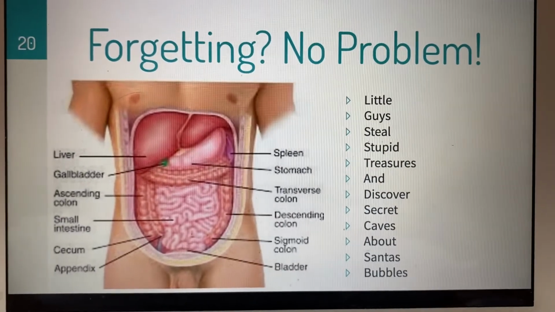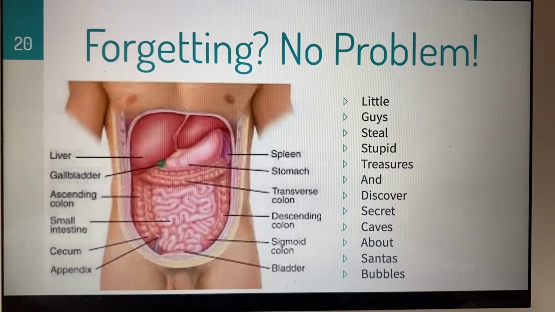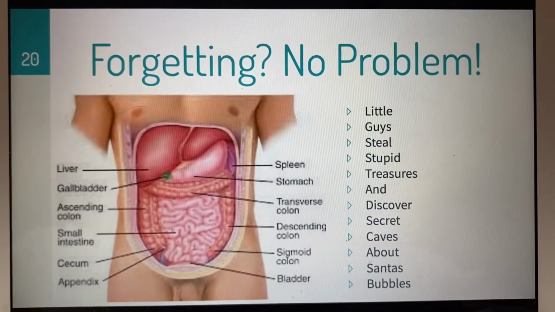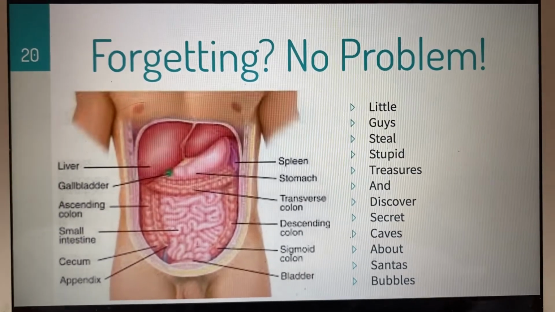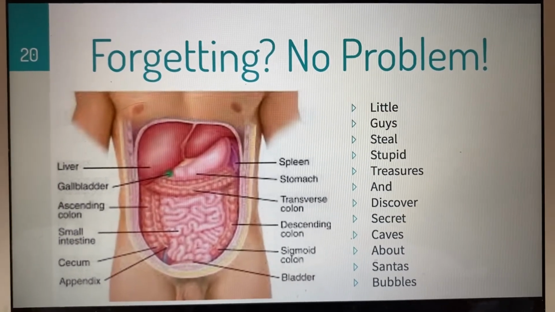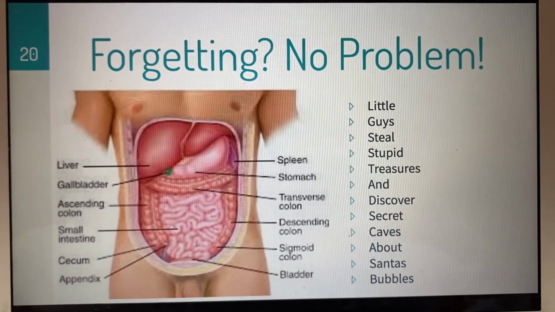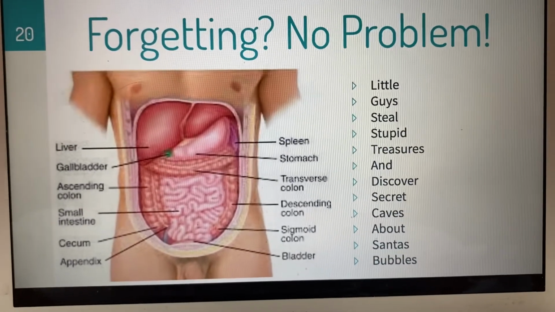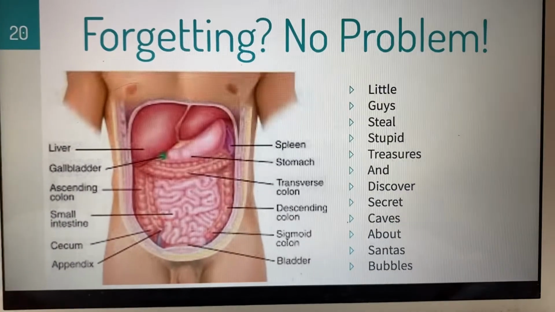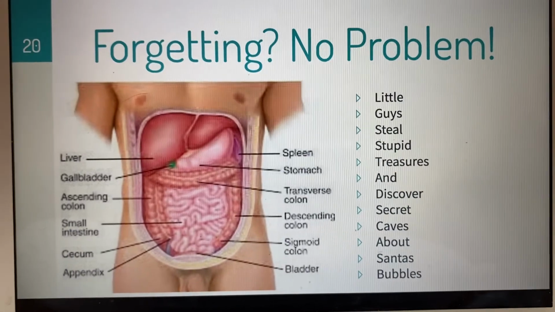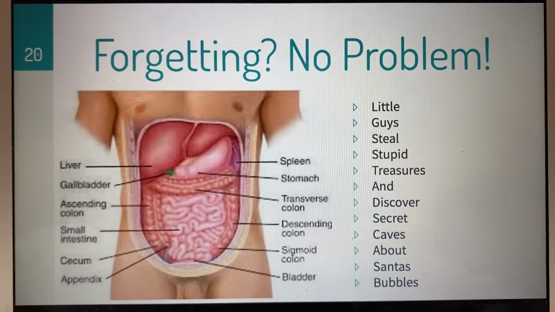So I have from liver all the way down to bladder: little guys steal stupid treasures and discover secret caves about Santa's bubbles. Now I know it's a little dumb, but this has helped me to memorize kind of where everything lines up in the stomach. And of course, this is from the anterior view of a stomach, so it's missing out the kidneys and obviously everything above the abdominal pelvic region. So it doesn't include everything, but it's definitely something to help with. And if you know these, then you can figure out the other ones from that.